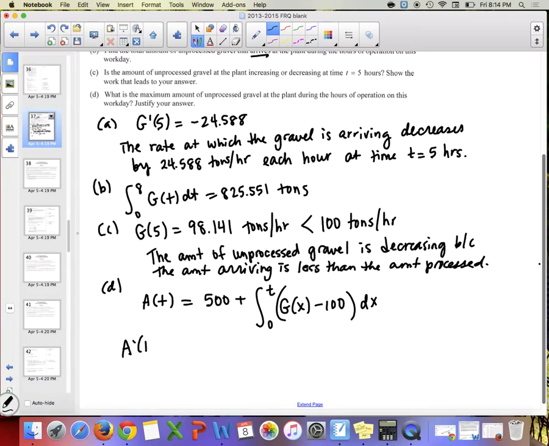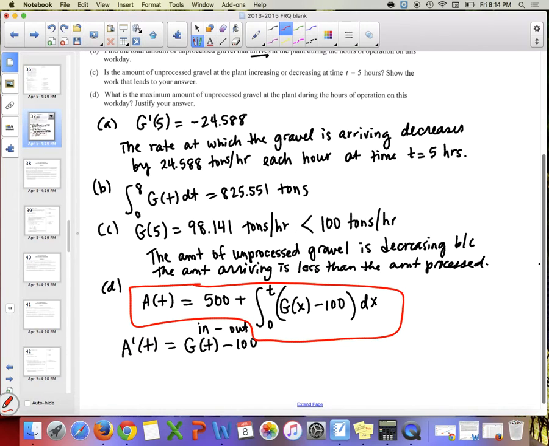Now A prime of t, right, which is how much the amount in tons per hour is changing, makes total sense. It's your g of t minus 100. It's the amount coming in minus the amount going out. Okay? Which makes sense if you just take the derivative of this. The derivative of 500 goes away. The derivative here, we would plug in t. So we'd have g of t minus 100 in there. And we get this exact same thing. So you can do it that way as well. All right. Whoops. I always do that.